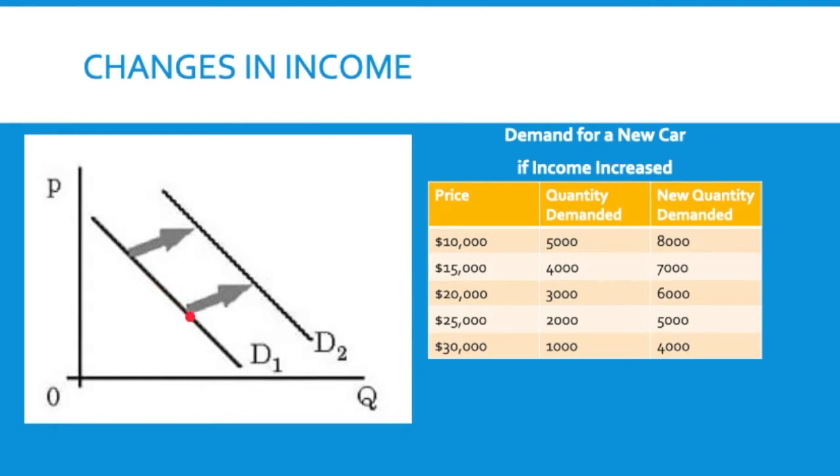But a shift in demand, when you have something called a shifter, like changes in income, every point along this line is going to move. Pretend this was $30,000 and only 1,000 people wanted to buy it. Now 4,000 people want to buy it. And here might be $25,000, where 2,000 people wanted to buy it, now 5,000 people want to buy it. So the whole line would shift because people's income changed. So at all these different price points, people will change their demand.